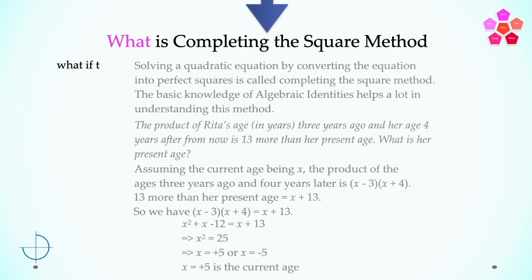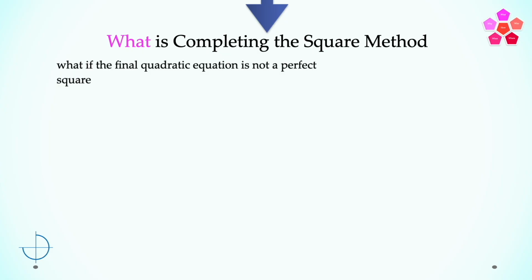This is good, but what if the final quadratic equation is not a perfect square? Let's take a simple example. x squared plus 2x minus 8 is equal to 0. We'll solve it with the completing the square method. A pictographic version is actually shown.